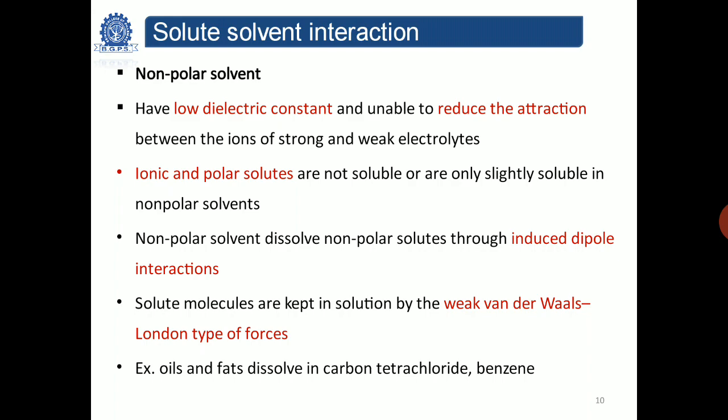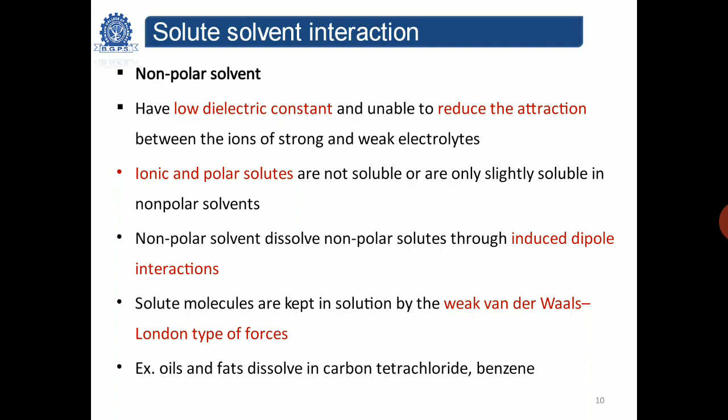Now what is the mechanism responsible for the solubility of a non-polar solute in a non-polar solvent? That mechanism is induced dipole interaction. What is induced dipole interaction? Non-polar solvents have the ability to separate the charges in the molecule.